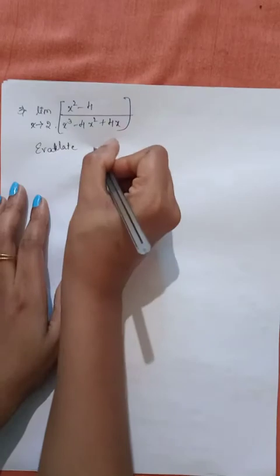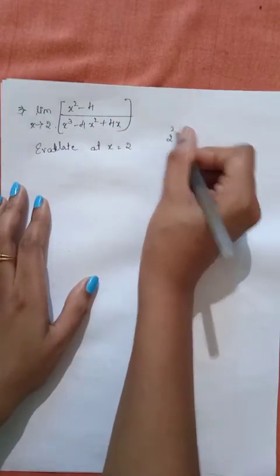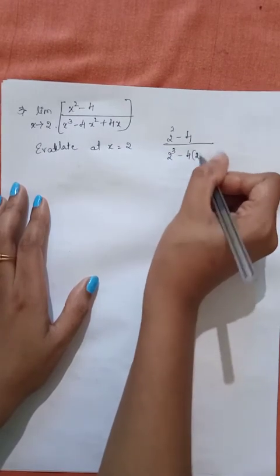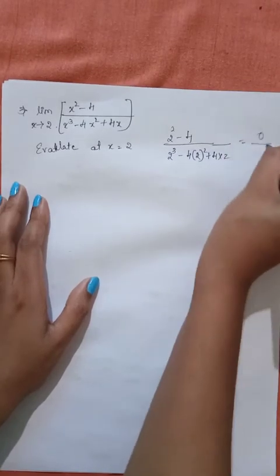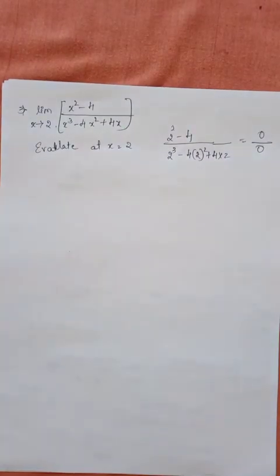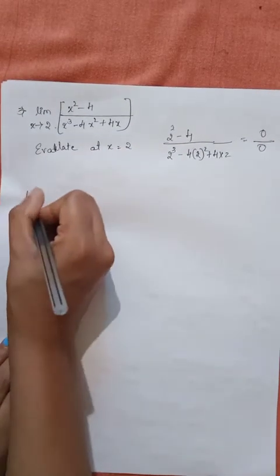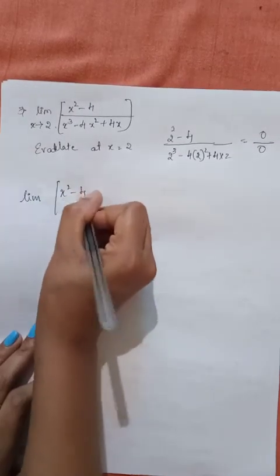Evaluate at x is equal to 2. That is, directly you are putting x is equal to 2. What you will get? 2 square minus 4 divided by 2 cube minus 4 into 2 square plus 4 into 2. So what you will get? You will get again 0 by 0. Again you will get a 0 by 0 form. So then we cannot directly write this. So what we have to do? We have to simplify. How we will simplify? Just like the previous problem, we will simplify in the same method.